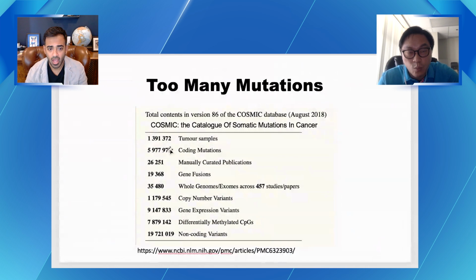So it's not like 1 or 2. It's not like BCR-ABL, right? Or it's not HER2/neu. There's 6 million of these damn things. So how are you going to see them?